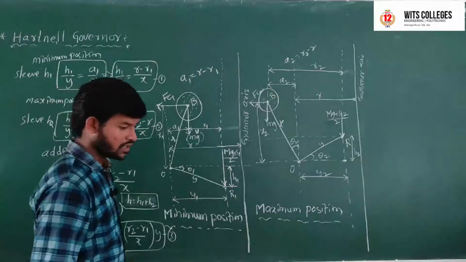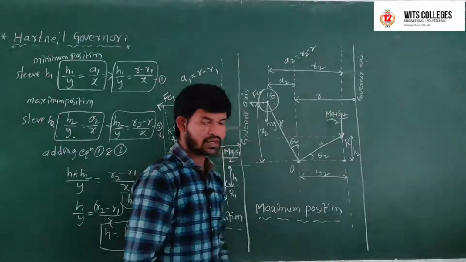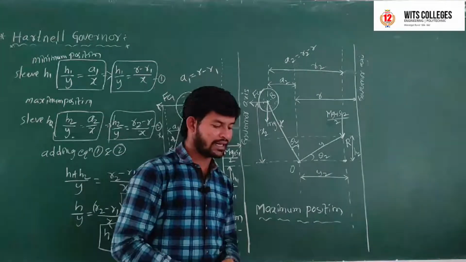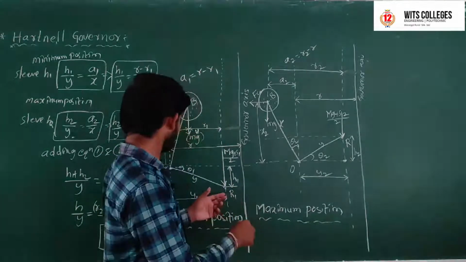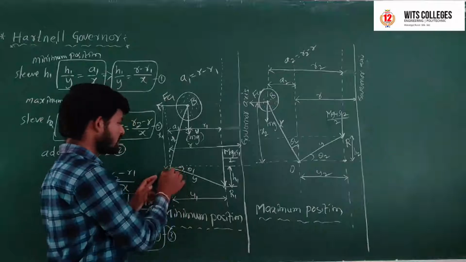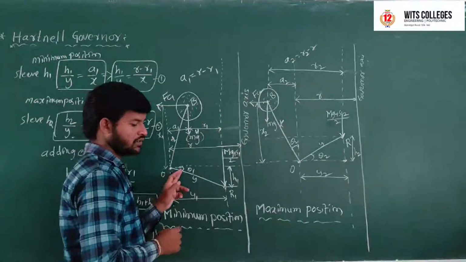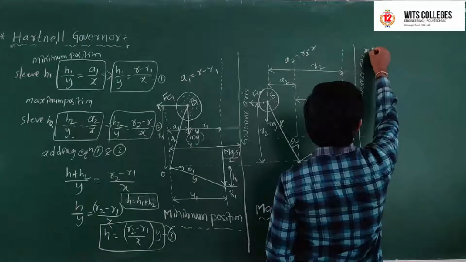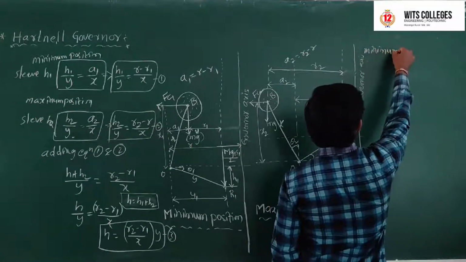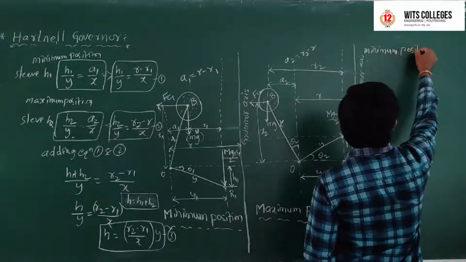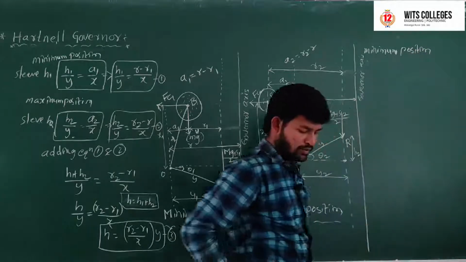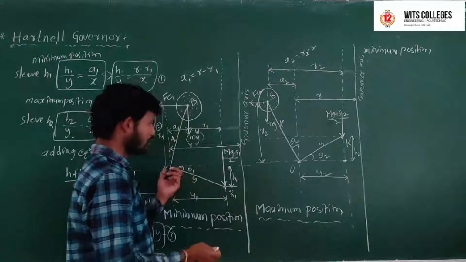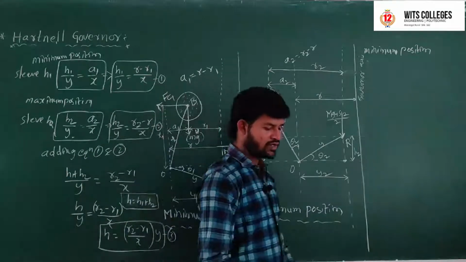Next, we take the minimum position. At the minimum position, taking moments about the point O, we get one of the equations. That is, at the minimum position, taking moments about O, we get one of the equations.